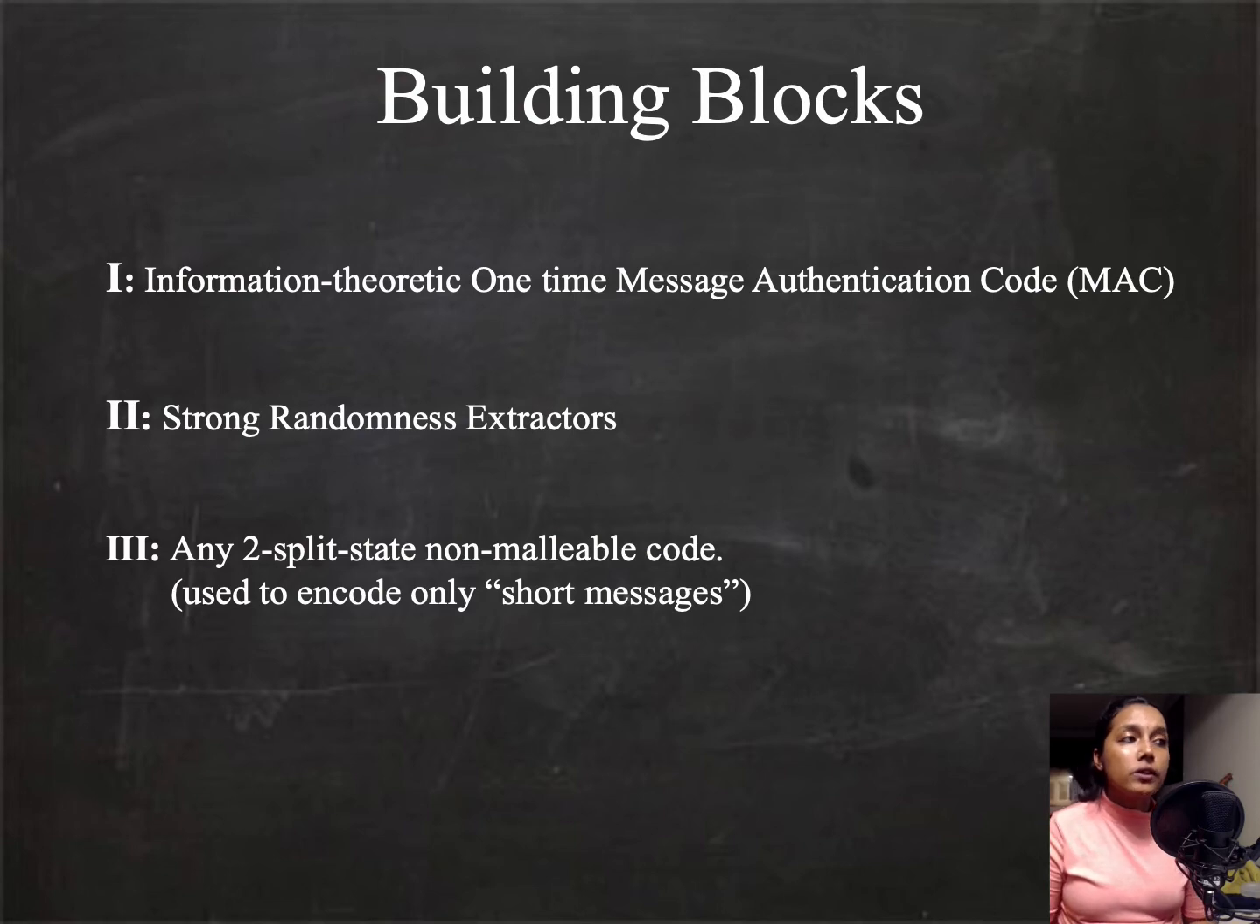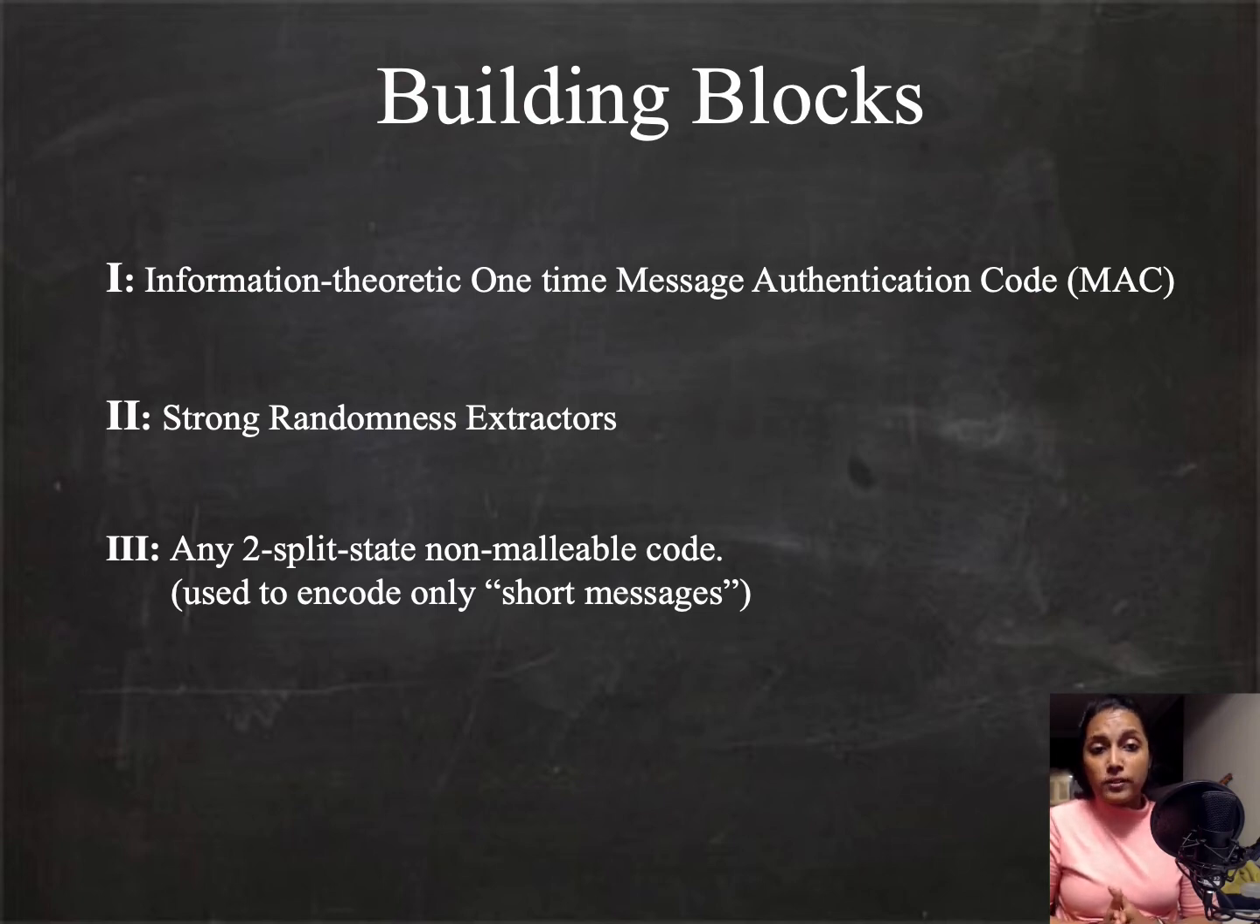Besides this, the third building block we need is any of the two split state non-malleable codes which I listed in the prior works with poor rate. So this is the sense in which I mentioned that we are going to build rate and non-malleability amplifiers, which basically means that we'll start with any of the poor rate two split state codes.